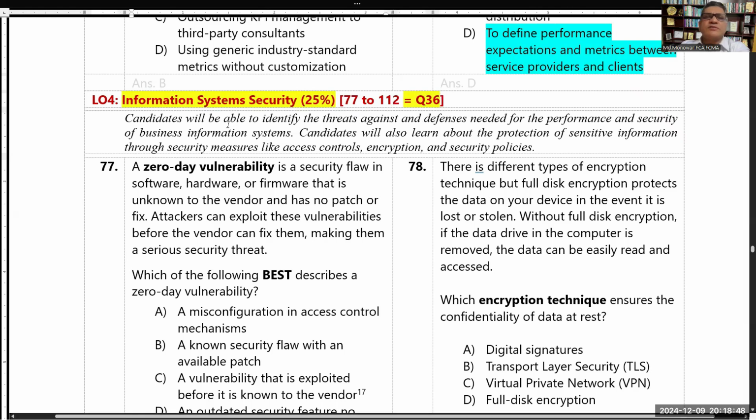So from information system security, you will be able to identify the threats against the defenses needed for the performance and security of business information systems, and will be able to learn about the protection of sensitive information. There are security measures like access control, encryption, and security policies, etc.